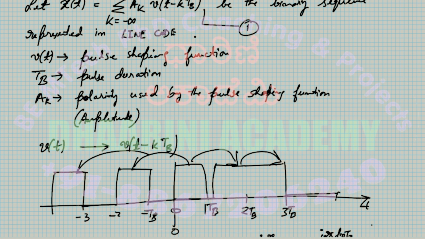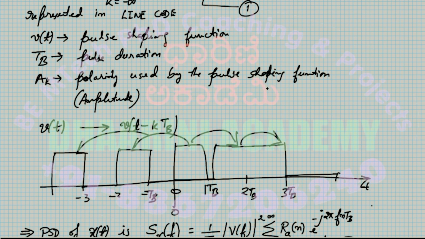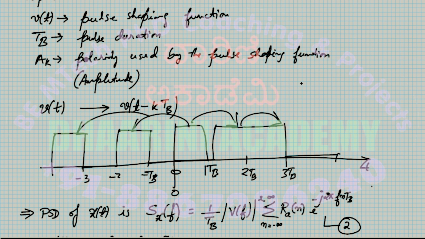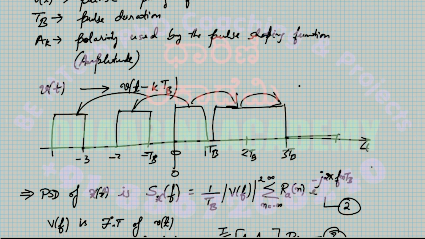Capital Tb is the duration of the pulse. How much time do you hold the plus one value? What is the duration of the minus one? What is the duration of a zero? One bit is represented by that. We call it the pulse duration. And also we have ak, that is the polarity used. It varies depending on the system. You can have plus one, minus one. That's for simplicity. Definitely you can use plus A, minus A, and zero.